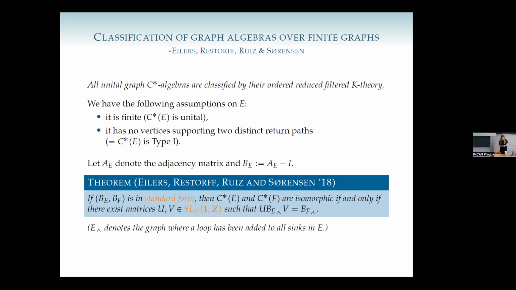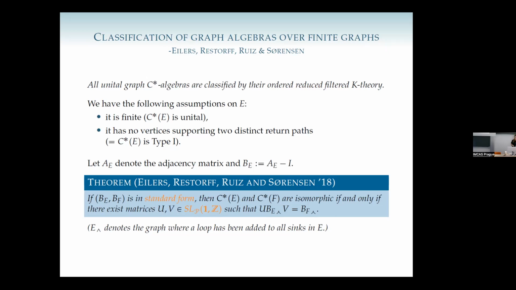Okay, so the theorem says that if you have two graphs, E and F, they have to satisfy the condition here. And if they are in something called standard form, then the algebras will be isomorphic if and only if we can find some specific matrices such that this is satisfied.